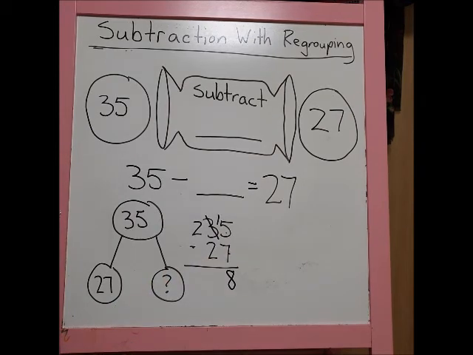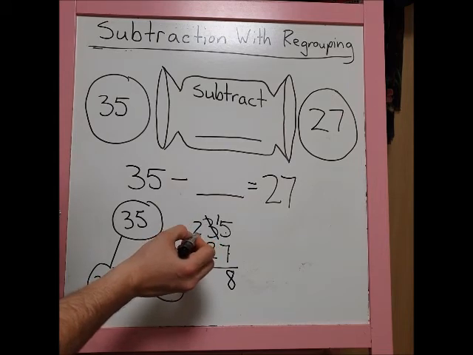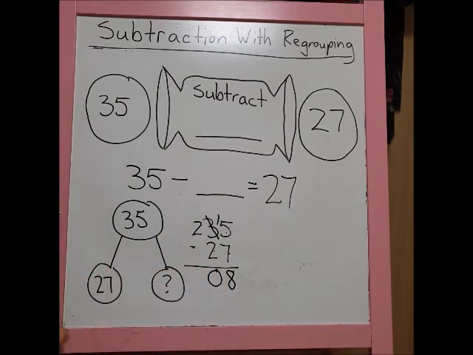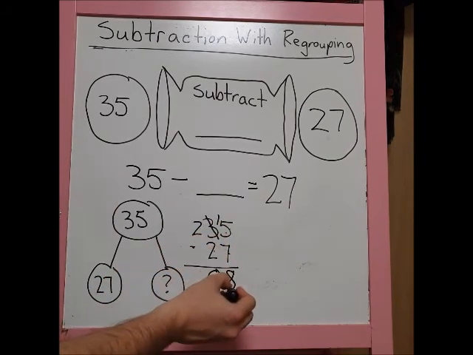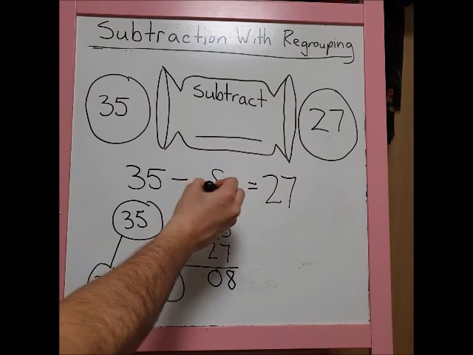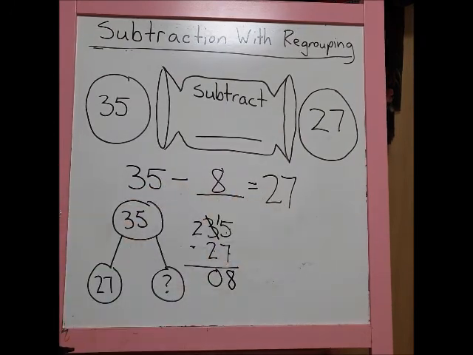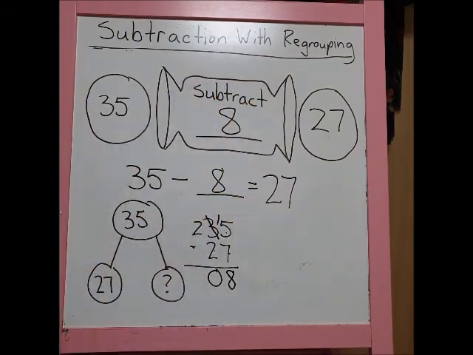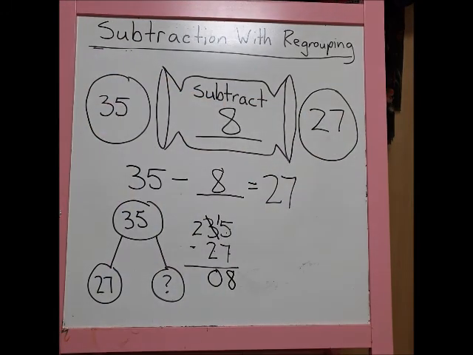Well, now I did my 1s, now I do my 10s. Remember, this is not a 3 anymore, it's a 2. So we have 2 minus 2 equals 0. So now I know this number, I know all 3, and I can write 8 here. 35 minus 8 equals 27. So I can put here 8. 35 minus 8 equals 27.